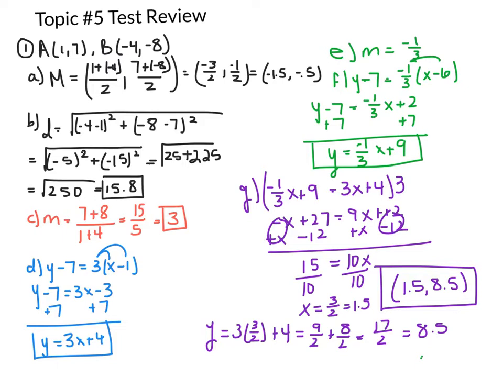And then part G wants us to find the intersection, which is solving the system with these two equations. You could have used your graphing calculator, y1, y2, and find where they intersect. These were both set equal to y, so I just set them equal to each other. I cleared out the denominator and then solved for x and got 1.5. I plug that into this first equation and solve for y to be 8.5.